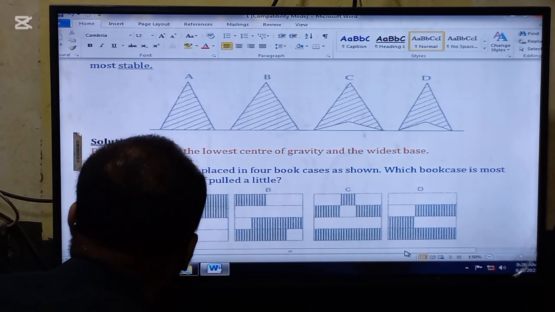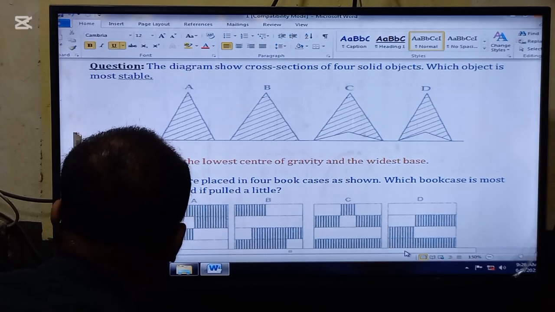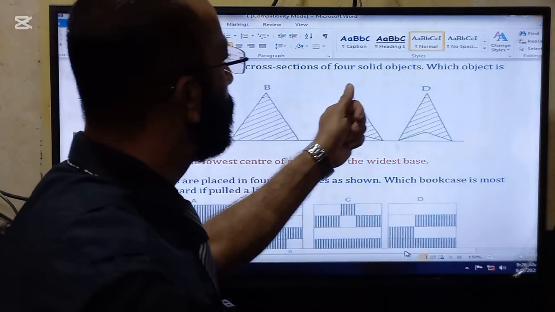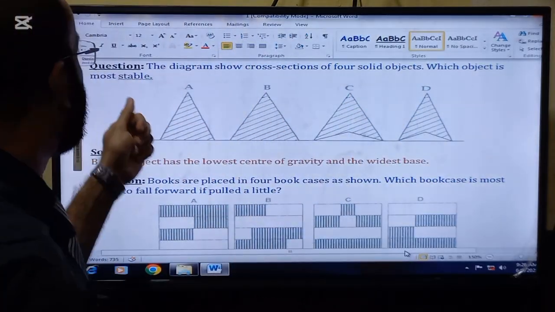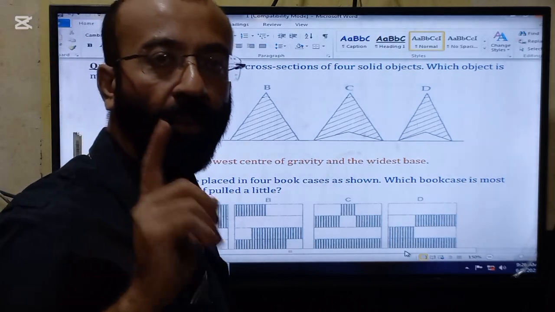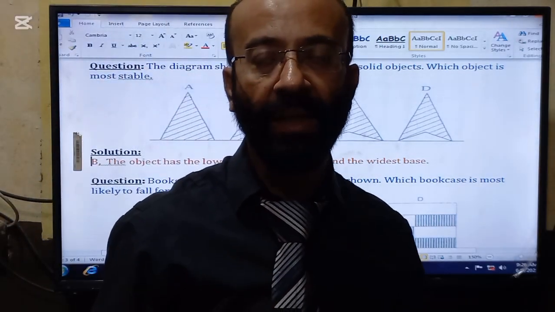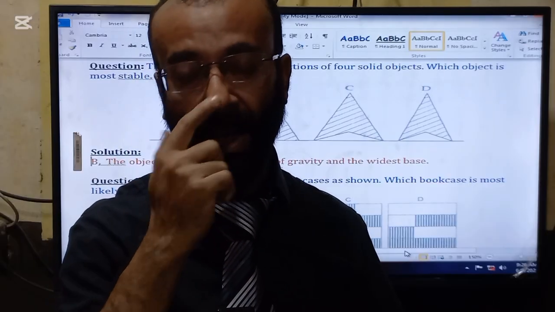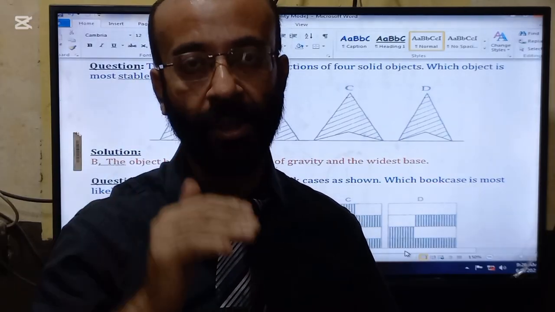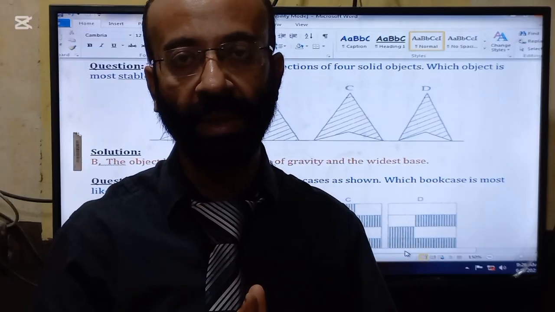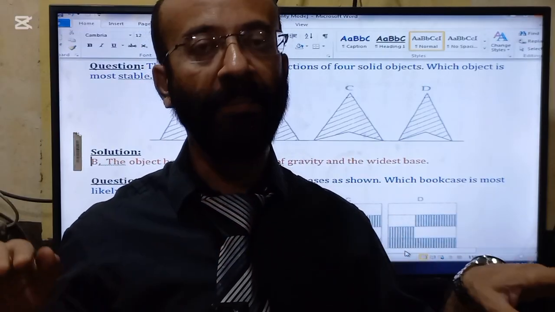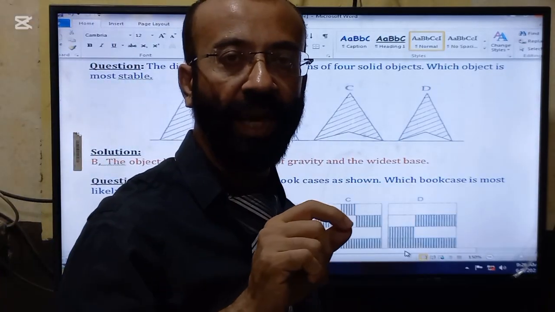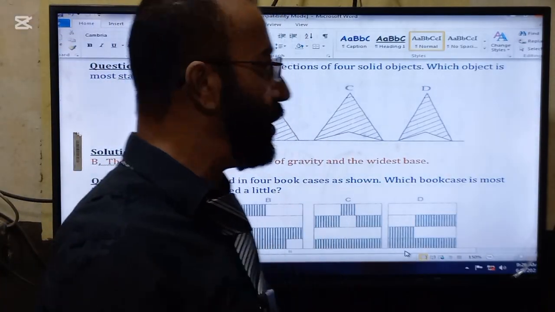Now we are going to discuss some questions about this point. The diagram shows cross sections of 4 solid objects. Which object is most stable? For most stable, for any object, 2 properties must apply. Number 1, its center of gravity must be lowered as much as possible, and secondly, increase the base area. So these are the 2 properties. Whenever these 2 properties apply in any object, it comes into the most stable position.